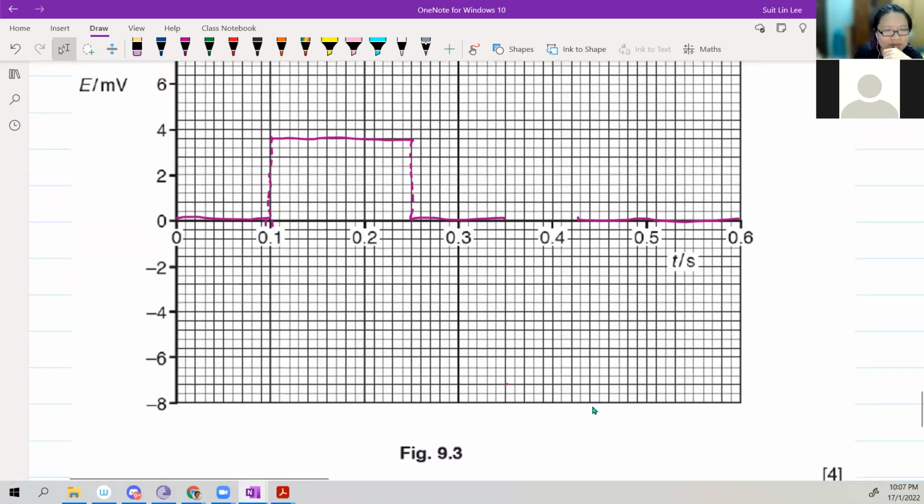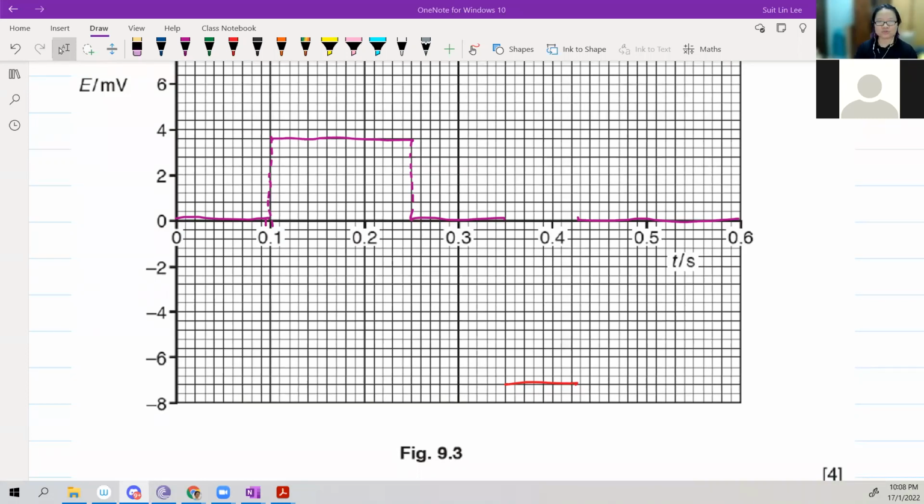Which one did you draw? I'm curious. You draw the positive or the negative side? Let me know in the chat. Which one did you draw? Negative. Okay. What about the rest? The quiet ones. Positive, negative. Don't know also can say I'm not sure.